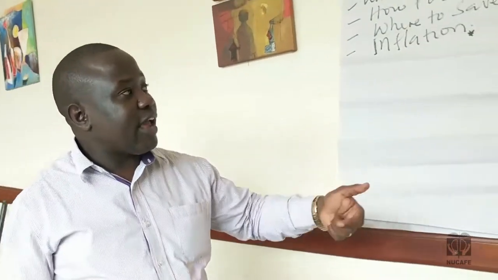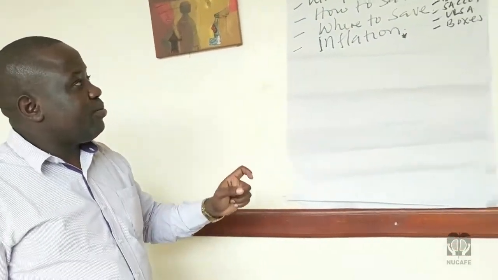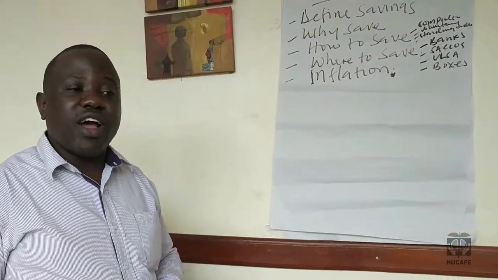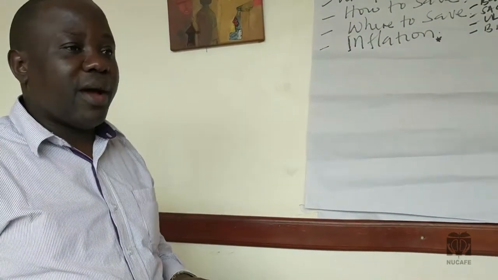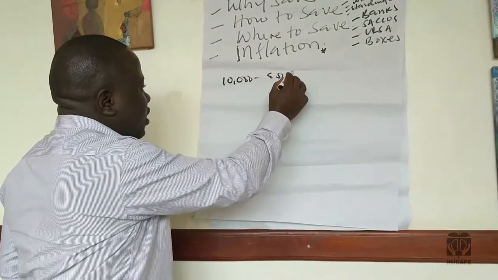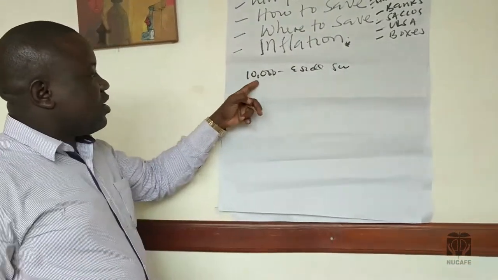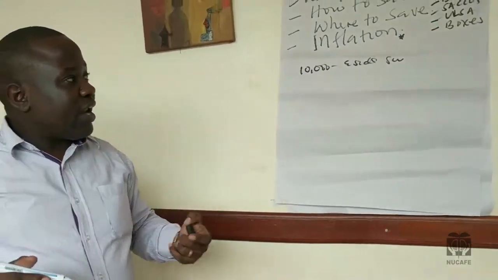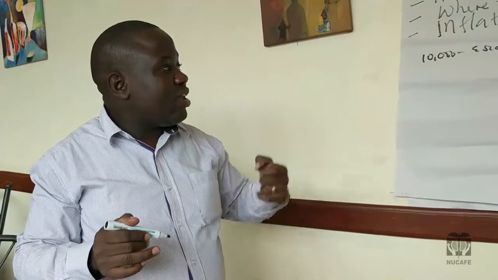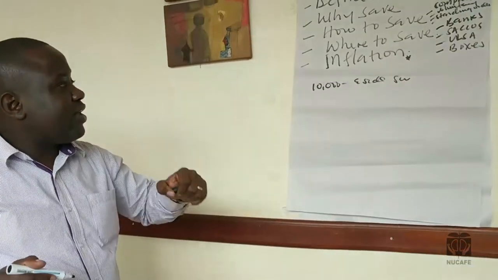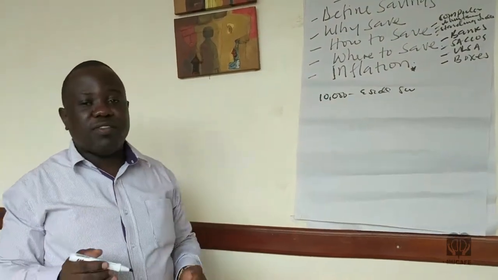Savings, in simple terms, simply means putting your current earnings aside to be able to meet your future needs. For example, if you're earning $100,000 today, you can decide to say that I am putting $10,000 aside as my savings. So the $10,000 becomes your saving. You're saving from your current earning, the current money that you got today, you decided to put aside $10,000 towards your savings.